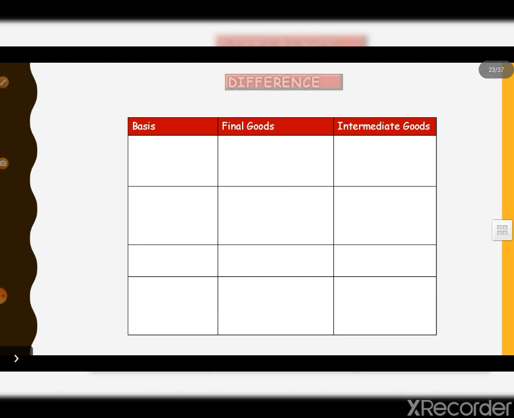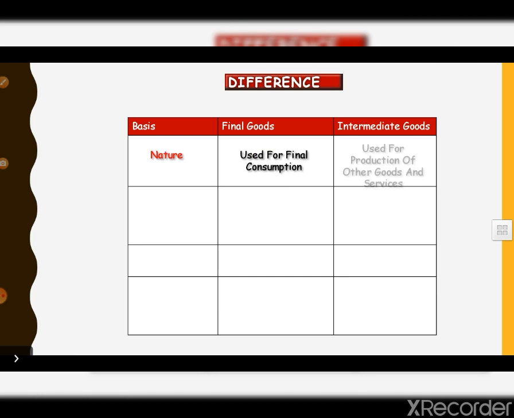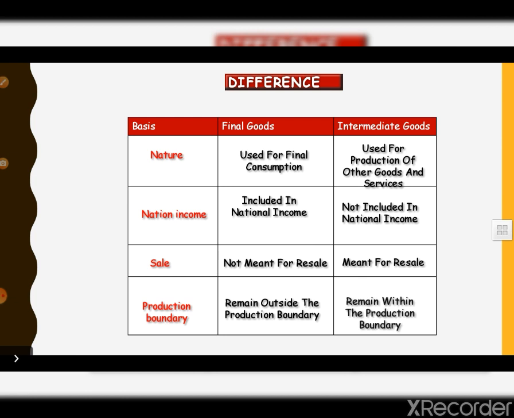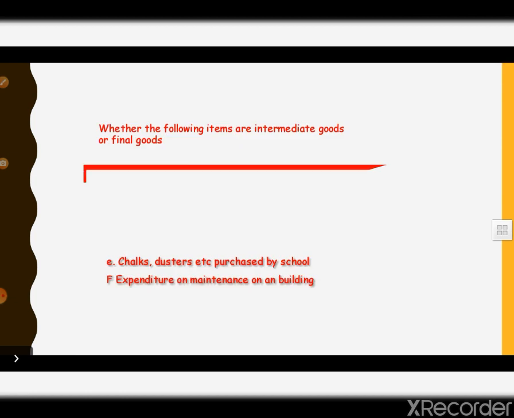Now, a very important concept: how do you differentiate between final goods and intermediate goods? You can go through this. It's easy. It's basically the things I've said before already. Only one thing I'll explain is national income. Sorry about that.